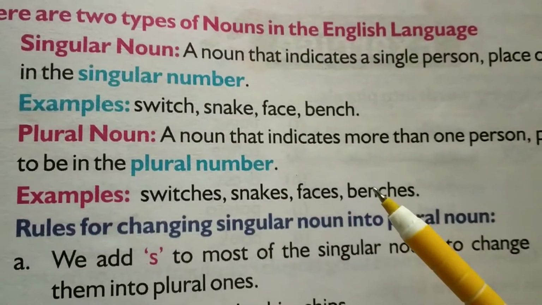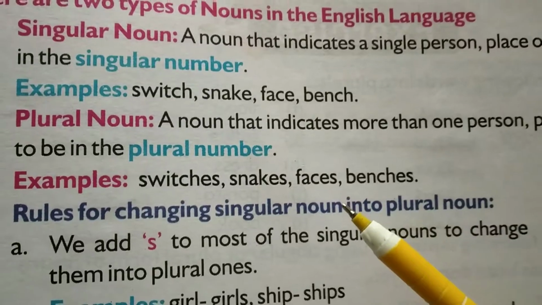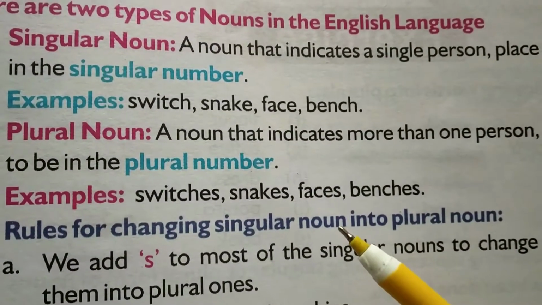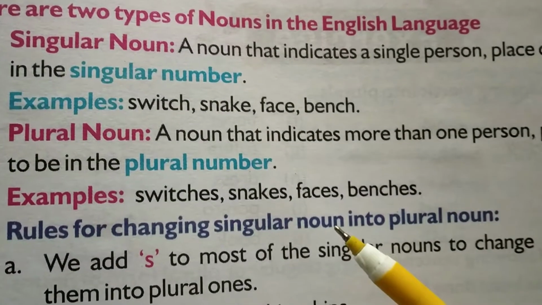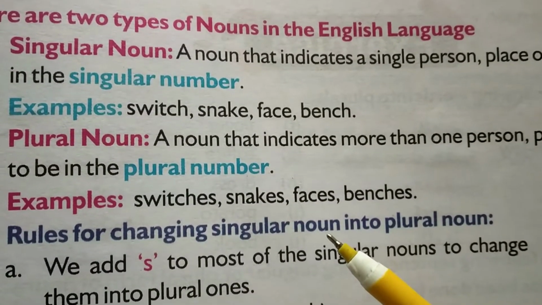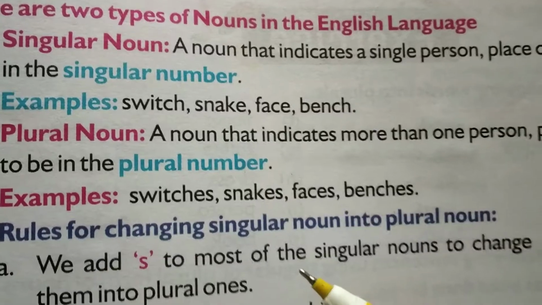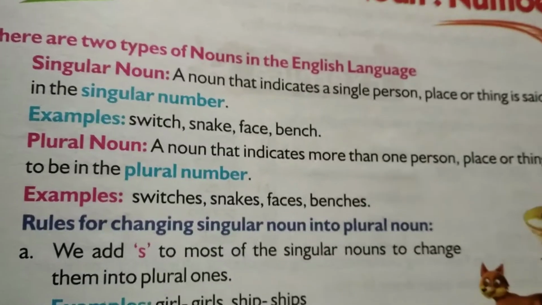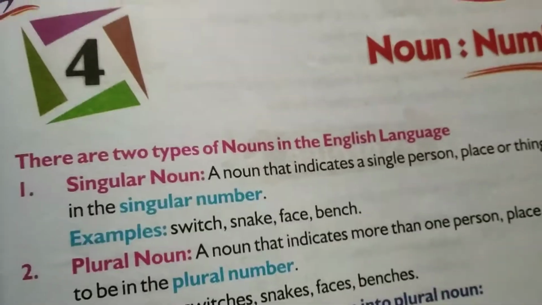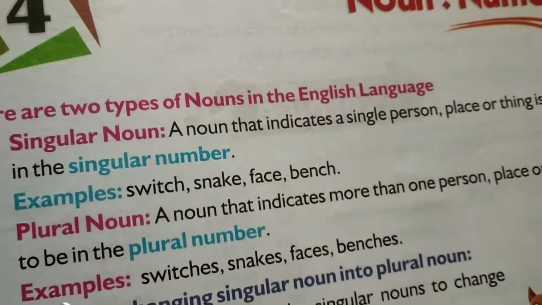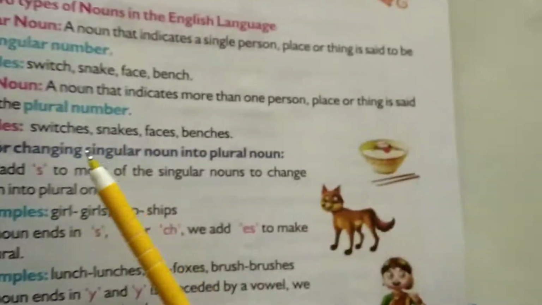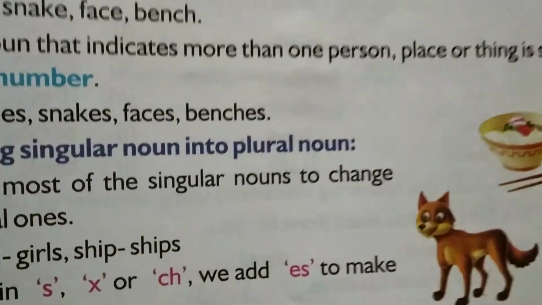First one is singular, the single one is known as singular, and it comes under singular noun. When it is more than one, two or more than two, three, four, anything, it comes under plural noun. So that is singular and plural, two types of nouns in numbers. Now we will read about the rules of how to change the singular nouns into plural nouns.